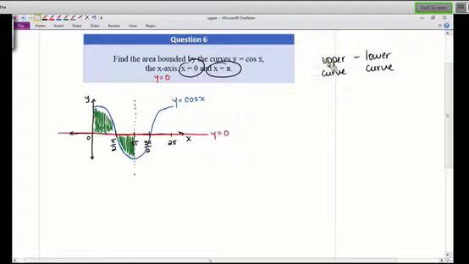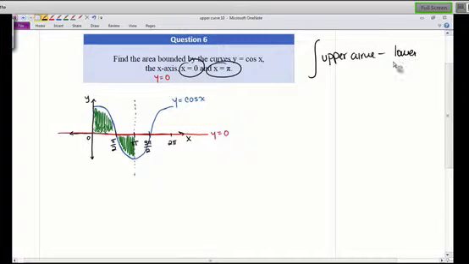Now, to find the area bounded by our curve, what I have in green, you want to take the integral of your upper curve minus your lower curve.